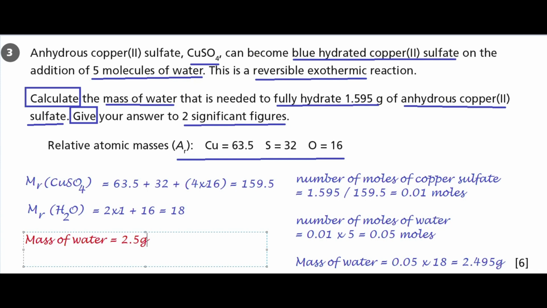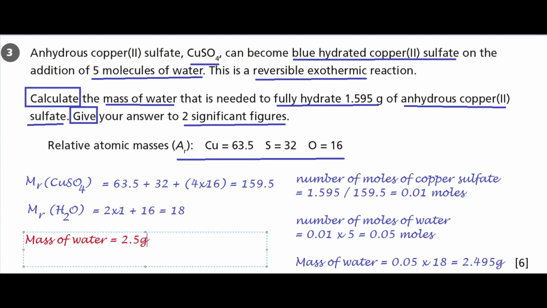So what are the marks for? We get 1 mark for calculating the Mr of copper sulfate. We get 1 mark for calculating the Mr of water. We get 1 mark for calculating the number of moles of copper sulfate, 1 mark for calculating the number of moles of water, and the final mark for reporting the mass of the water, but to two significant figures.